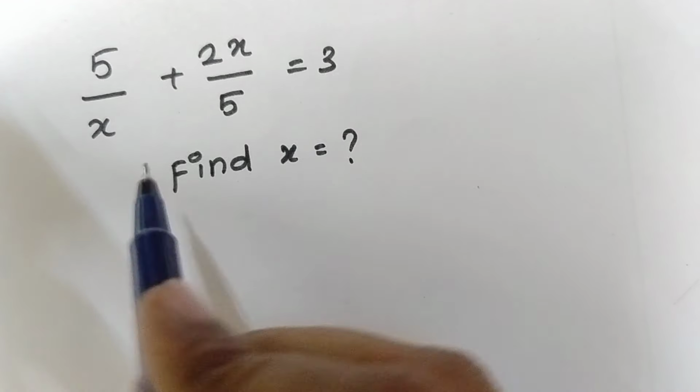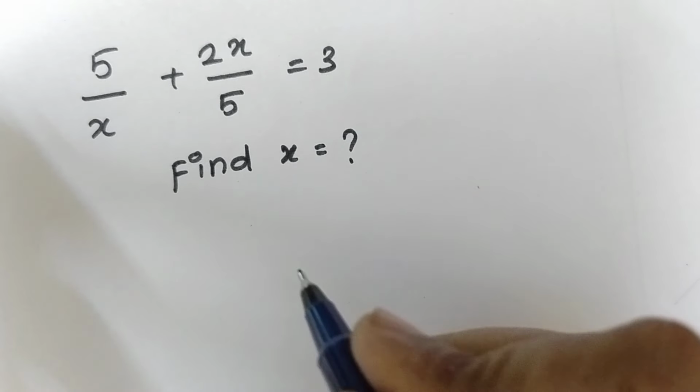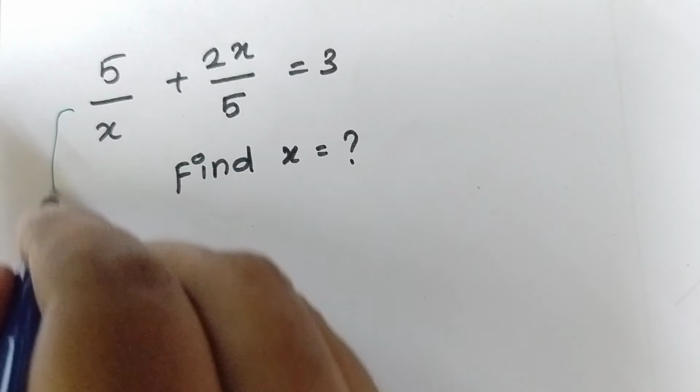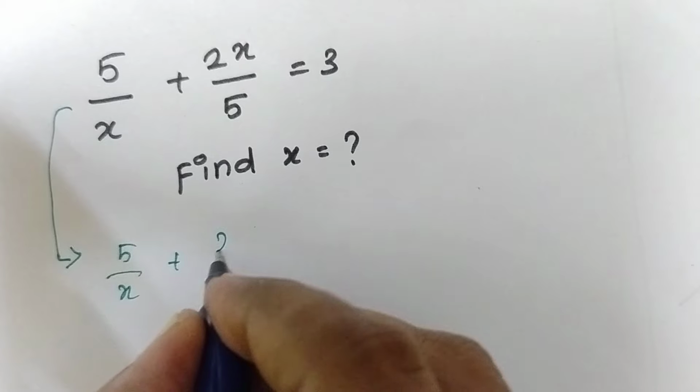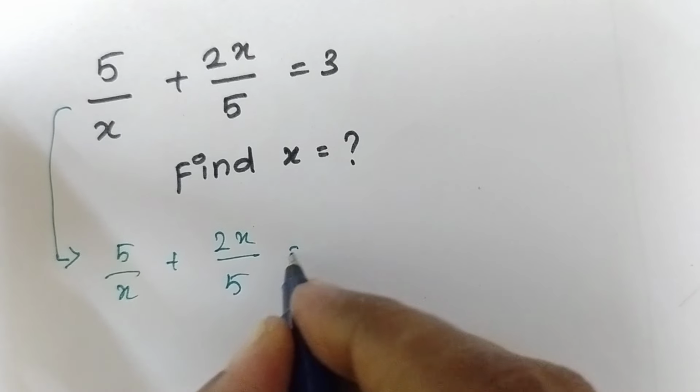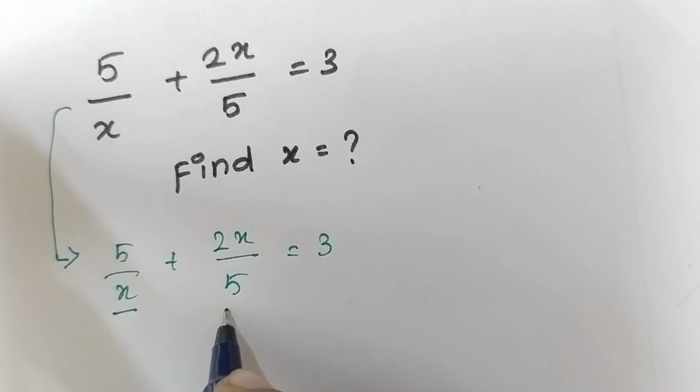In today's class we are going to learn how to handle this type of equation, and here we are going to find the value of x. For that I am going to take this equation and write the equation here to solve that. So if you see here, in the denominator x is there and 5 is there.